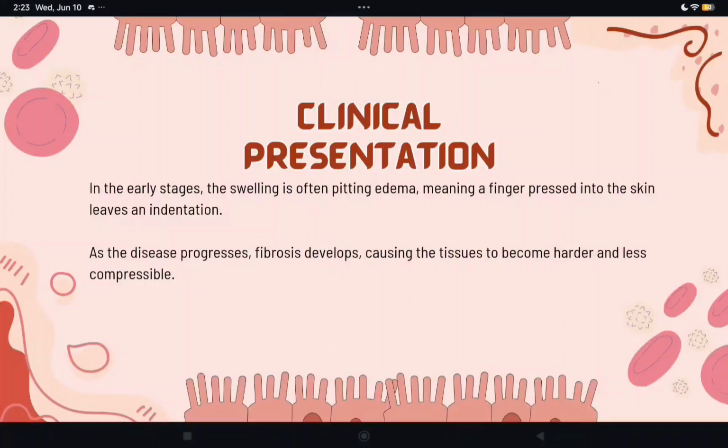In the early stages, the swelling is often a pitting edema, meaning a finger pressed into the skin leaves an indentation. As the disease progresses, fibrosis develops, causing the tissues to become harder and less compressible.